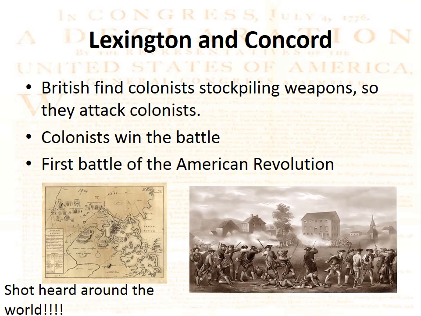In between this time period, there was actually a battle, the first battle of the American Revolution, Lexington and Concord. The colonists won this battle, and it happened because they were stockpiling weapons, okay? The British snuck up on them and didn't know what they were doing, and so they ended up in a fight, and it was the first battle of the American Revolution.